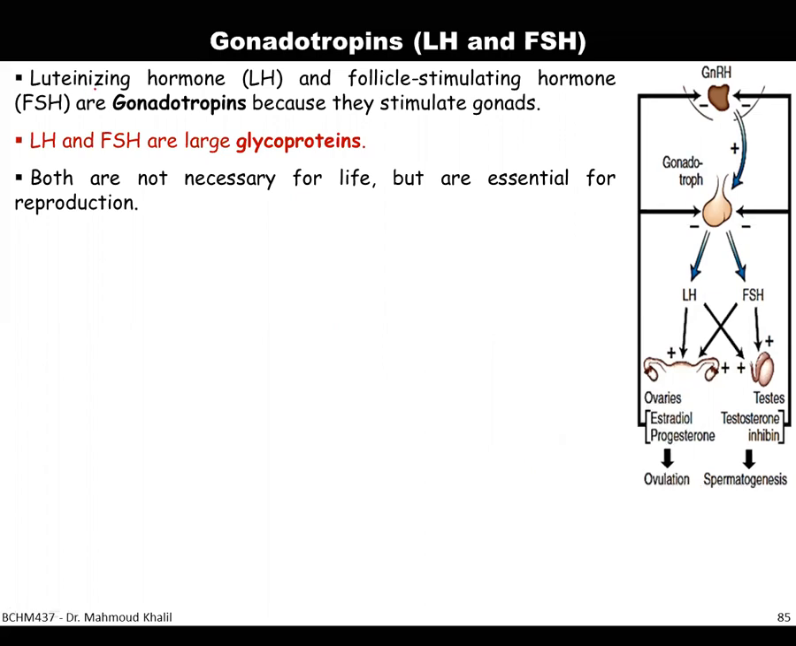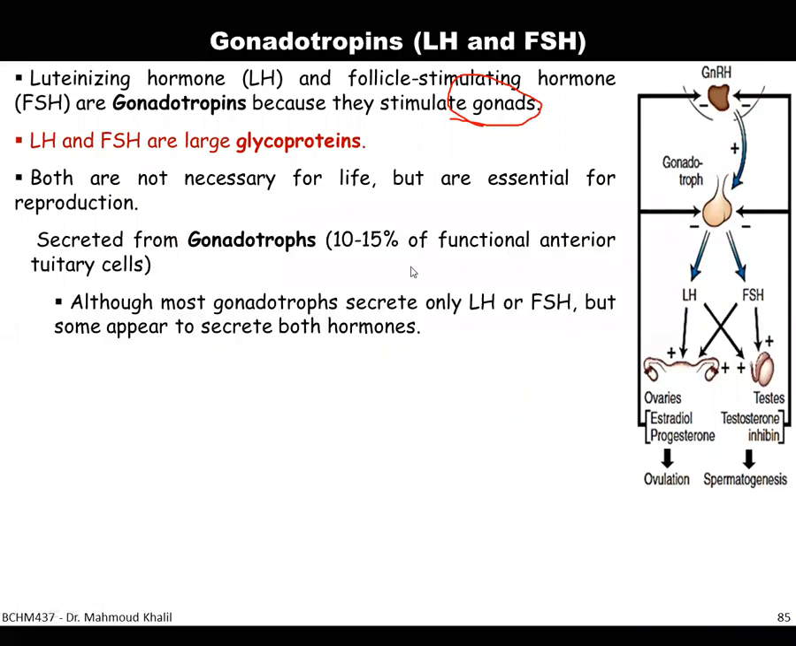So LH, or luteinizing hormone, and follicle stimulating hormone, as we said, stimulate the gonads. LH and FSH are large glycoproteins, which means they are proteins attached to a carbohydrate moiety. Both are not necessary for life, but are essential for reproduction. They are secreted from the gonadotrophs, which represent 10 to 15% of the functional anterior pituitary gland. Although most gonadotrophs secrete only LH or FSH, some appear to secrete both hormones.